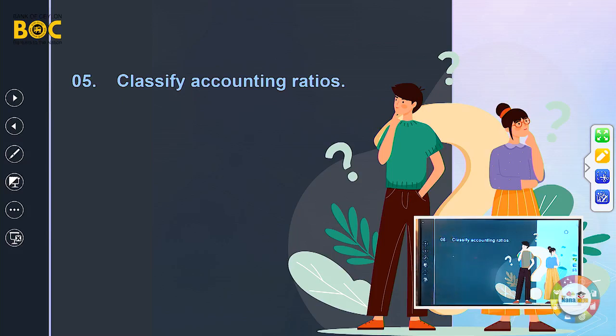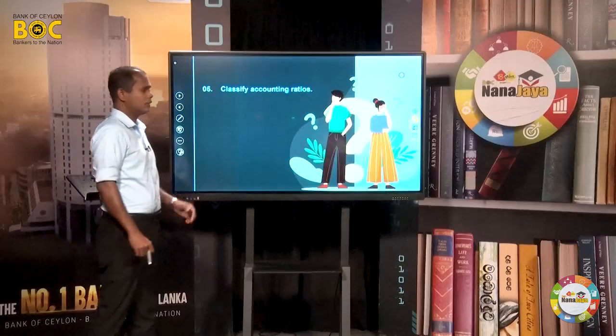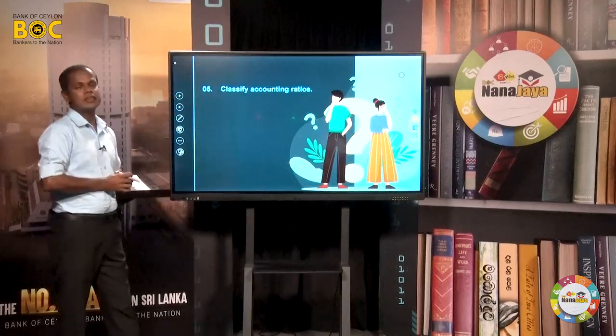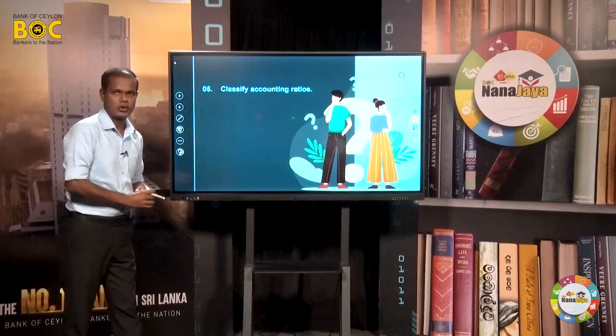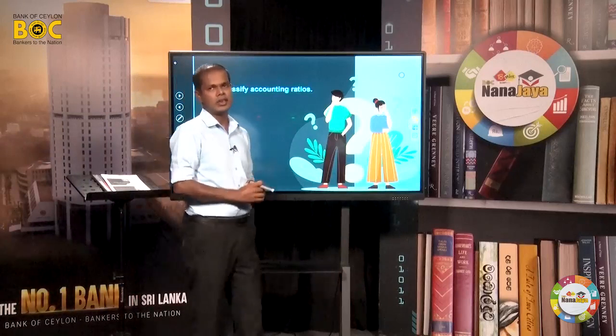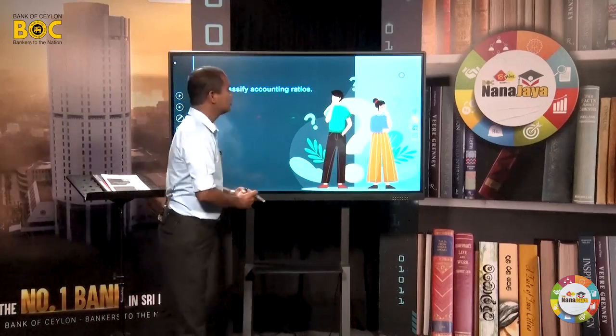Then we have efficiency ratios: inventory turnover ratio, inventory residence period, debtors turnover ratio, and debtors residence period. And the last category in the syllabus is investors ratio. We have two: earning per share and dividend per share.